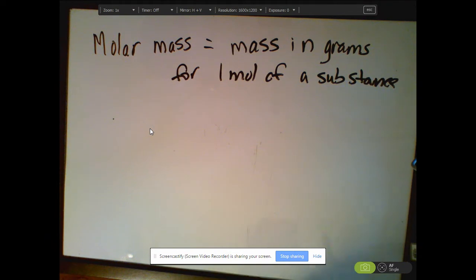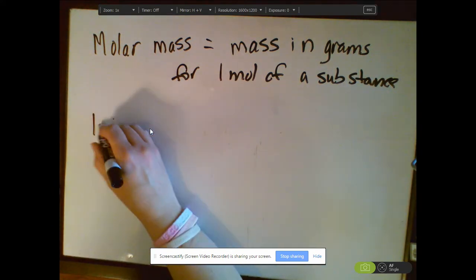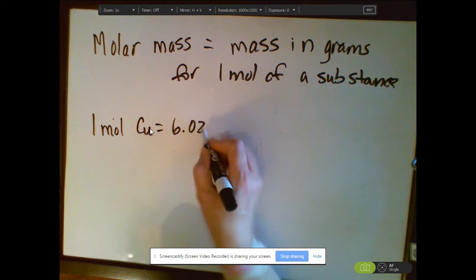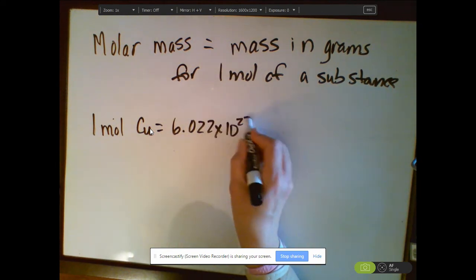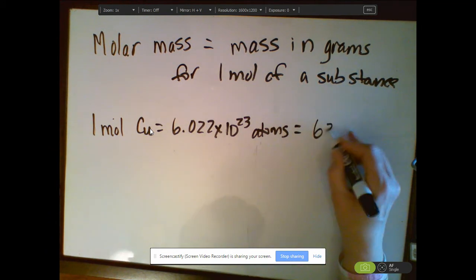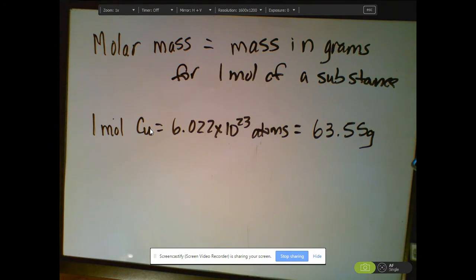Molar mass is a mass in grams for 1 mole of a substance. So now we're going to bring in the concept of mass and tie it to the 6.022 times 10 to the 23rd. So 1 mole of copper, not only do we know it equals 6.022 times 10 to the 23rd atoms, but a chemist knows that a mole of copper is 63.55 grams.